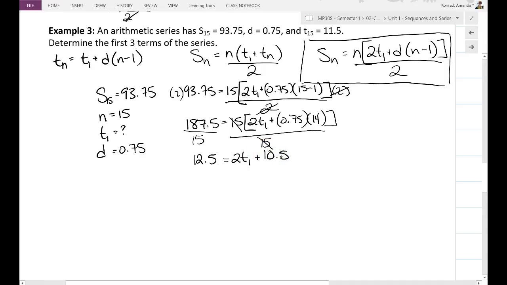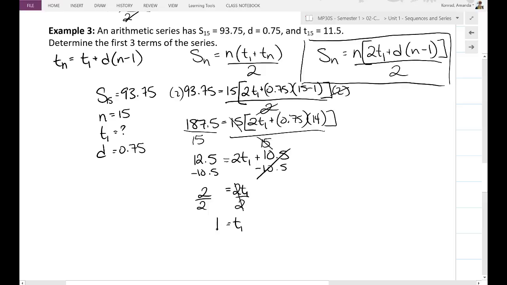From here it looks like a linear equation, a little bit more manageable. Subtract 10.5 from both sides, so that cancels out, goes to 0, and we're left with just 2 term 1s. And 2 on this side, divide by 2 to get term 1 by itself, and that leaves me with 1. So term 1 is 1.